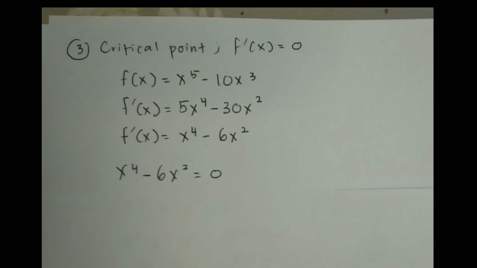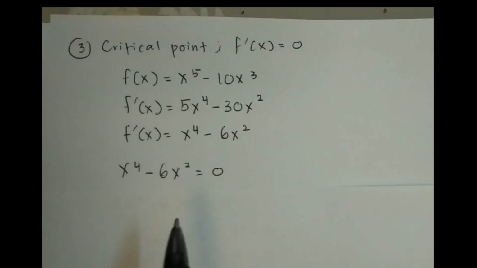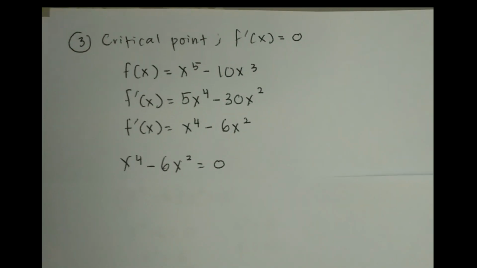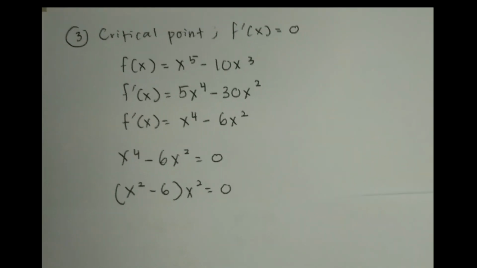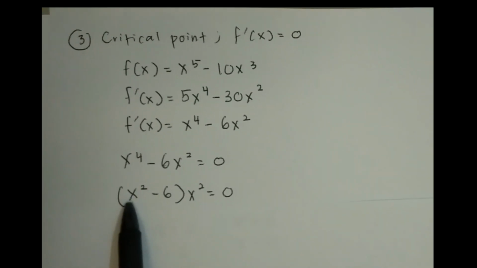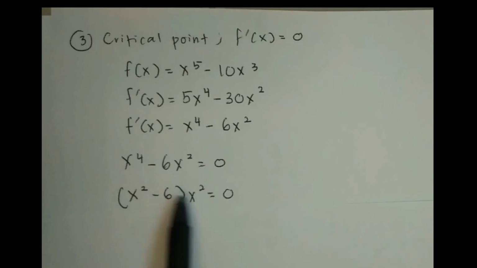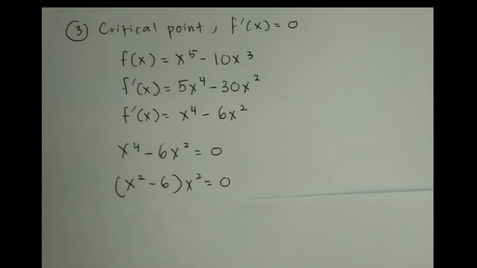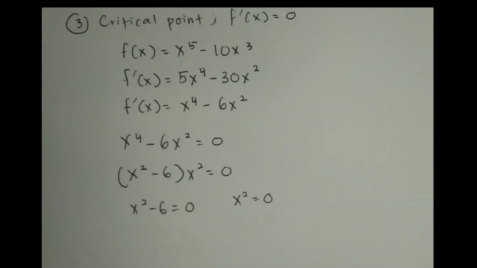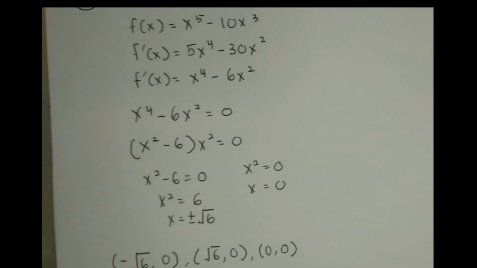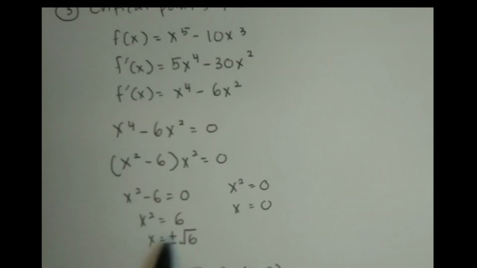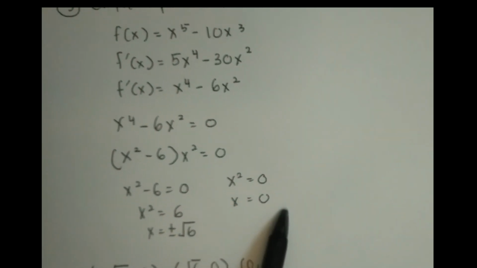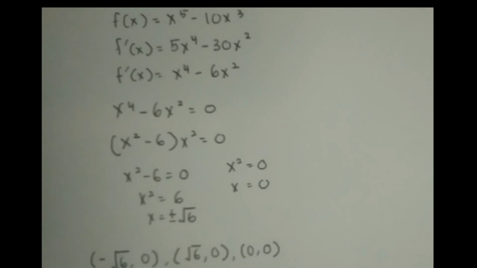So we will get x to the power of 4 minus 6x squared equal to 0. Then we simplify it again so that we can calculate the x. So we simplify, x squared minus 6 in brackets, multiplied by x to the power of 2 equal to 0. So then we calculate the x. So yeah, like this. And then we can get x equal to plus minus root 6 and x equal to 0. Then in the point form, it will be like this.